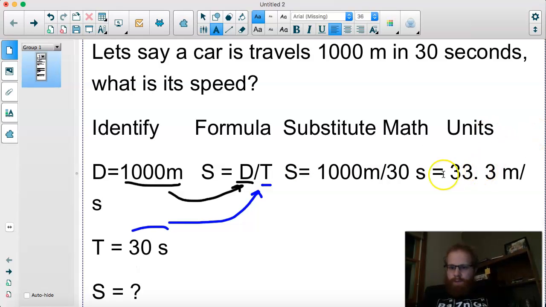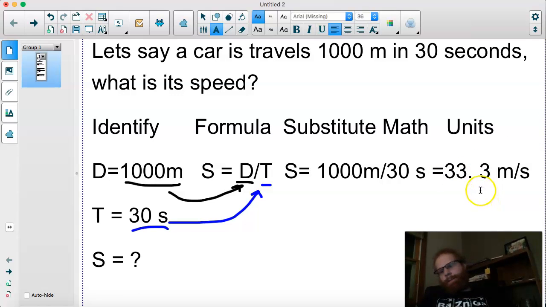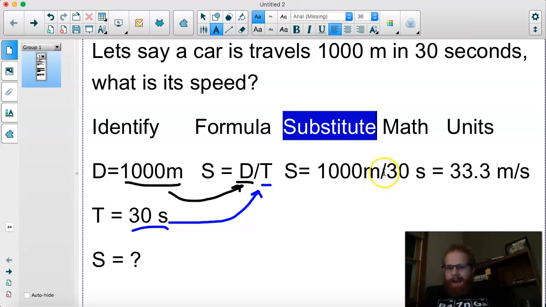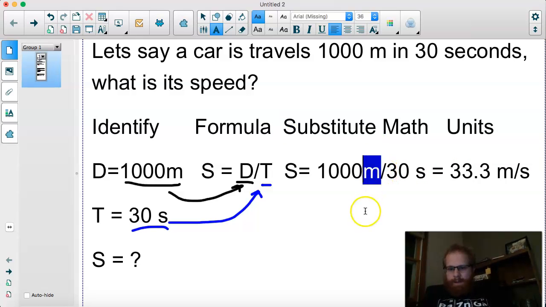And those units are really important. That's an extremely important step in our process. And you'll notice when I did my substitute step, I included my units in my substitute. I didn't just substitute 1,000, I substituted 1,000 meters. So that way I knew in my answer that it would be meters divided by seconds, or meters per second.